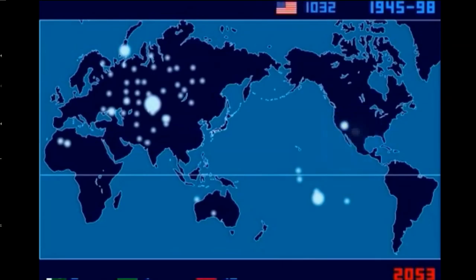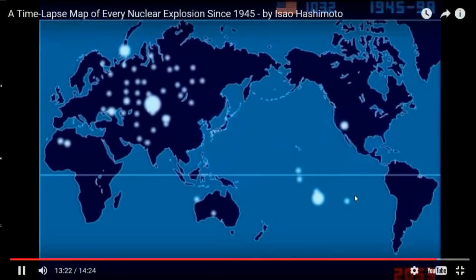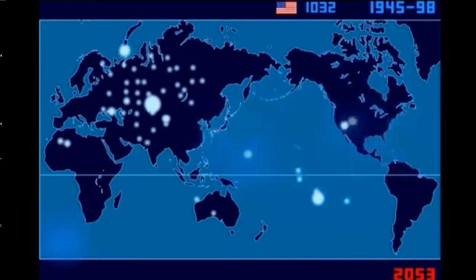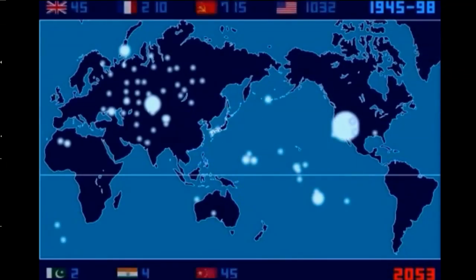So the size of the circles just represents frequency. This is the United States. This is 1,032 nuclear bombs that they've detonated all over the place. Mainly in the Pacific, lots in New Mexico.